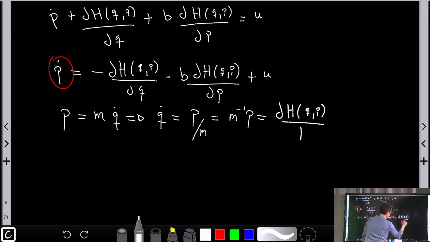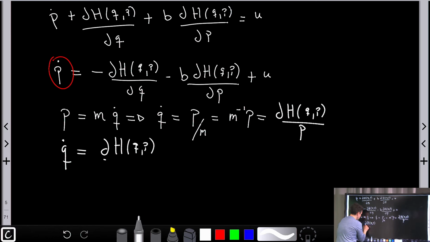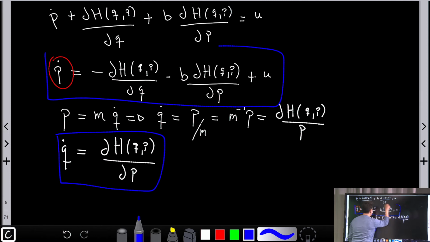Now it means that our dynamics is just directly the partial derivative of H(q, p) with respect to p. Now, of course, we have the dynamics in terms of the Hamiltonian: the dynamics of the coordinate, and the dynamics of the momenta in terms of the Hamiltonian. And what can we do with that?